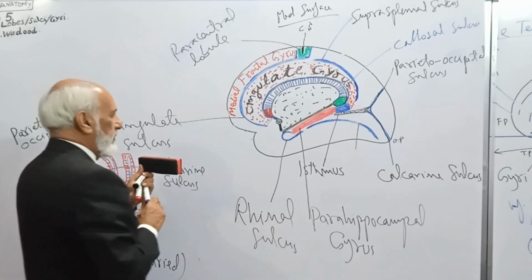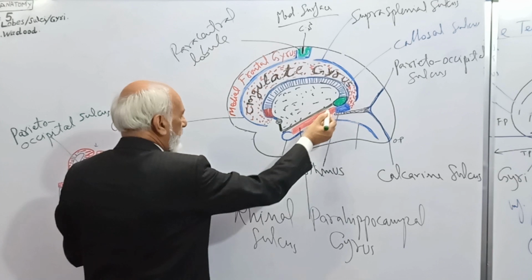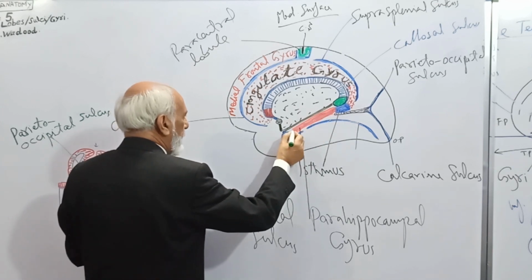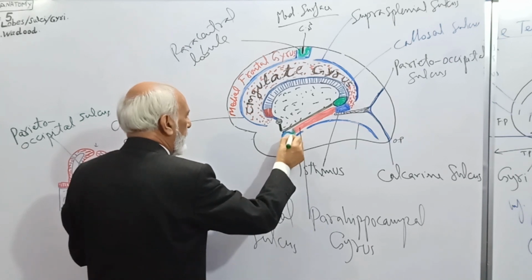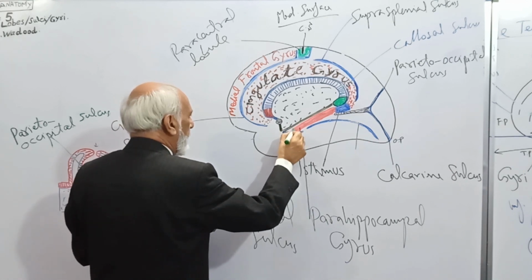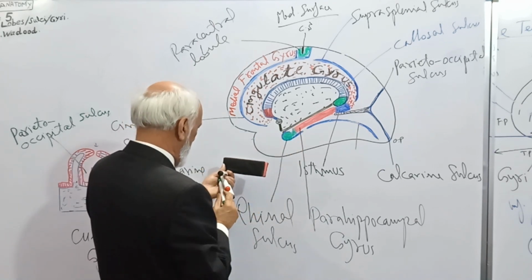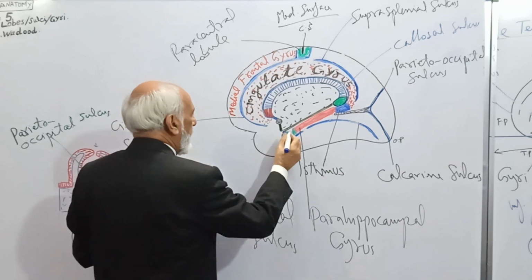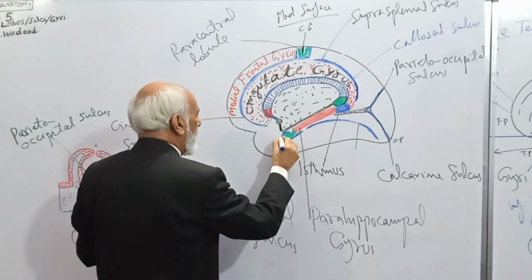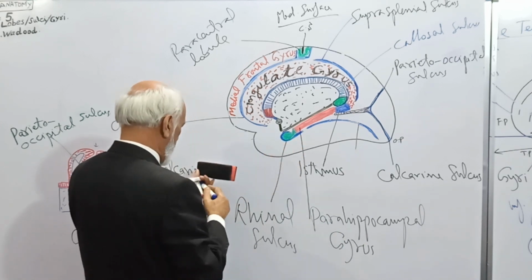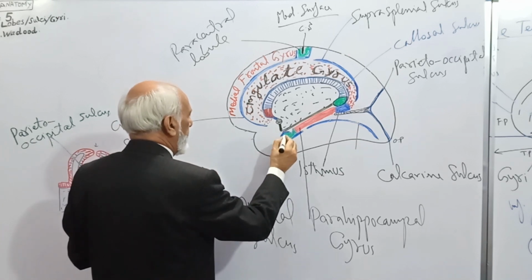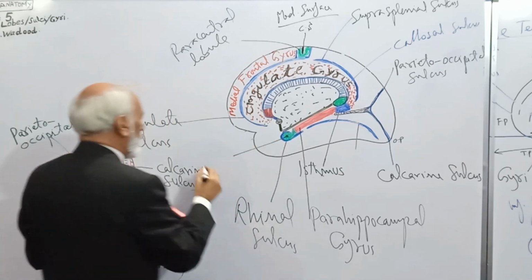Then in continuity with the anterior end of the parahippocampal gyrus, there is a hook-shaped gyrus surrounded by a rhinal sulcus. This hook-shaped gyrus is known as the uncus.